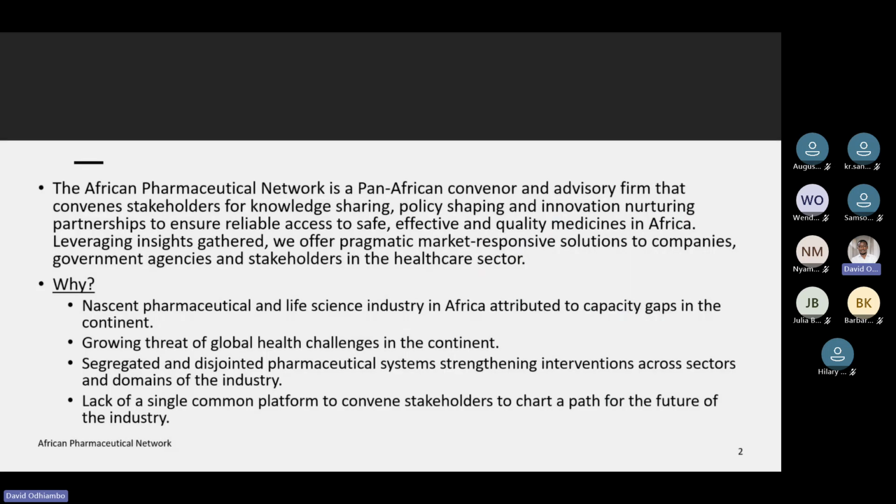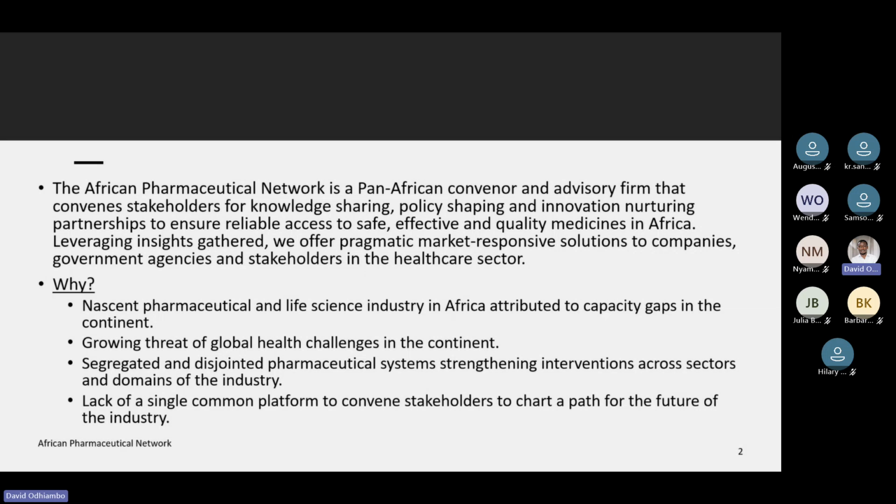With that said, as African Pharmaceutical Network, we started our operations in 2020, the COVID year. The essence was to bring together a platform to facilitate conversations, knowledge sharing, and policy shaping towards strengthening the pharmaceutical and life science industry in Africa.